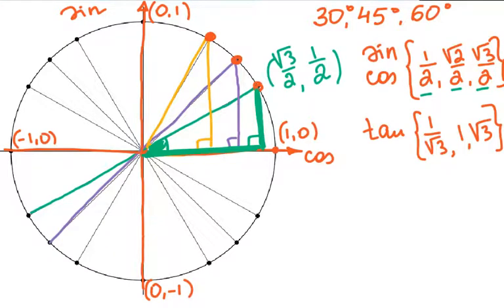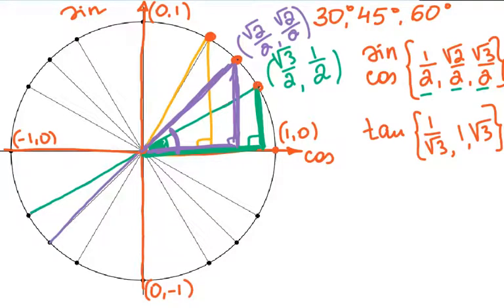Now if I look at my purple triangle, the right triangle at the angle of 45 degrees, my x and my y are the same, and because it's 45 degrees, I have the square root of 2/2 and square root of 2/2, because it's the medium size between the other 2 triangles.